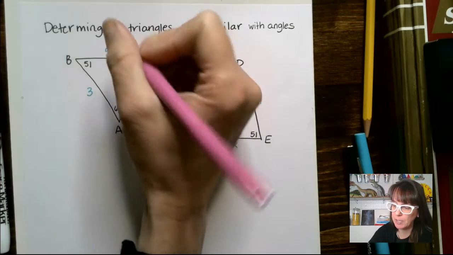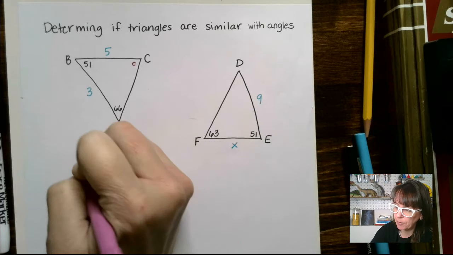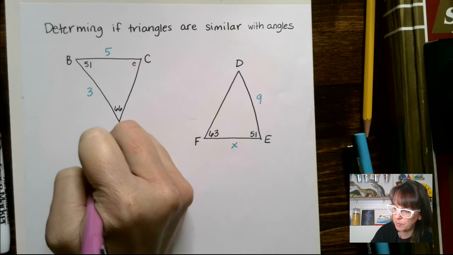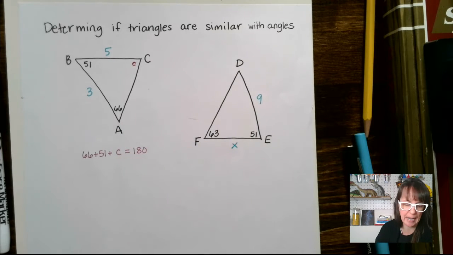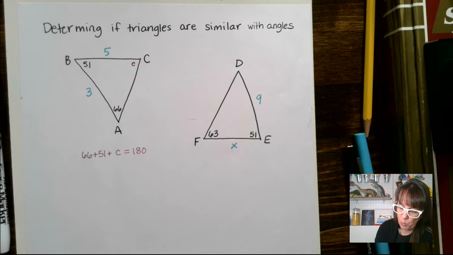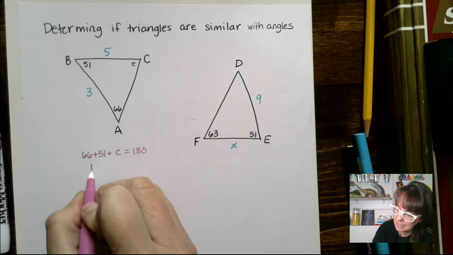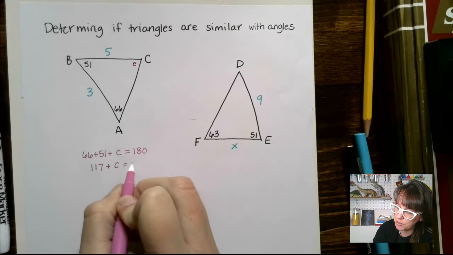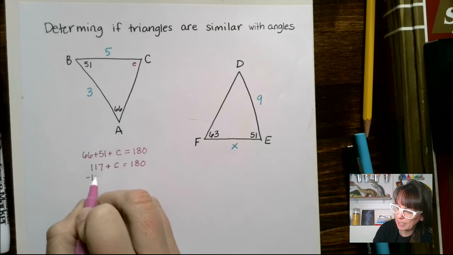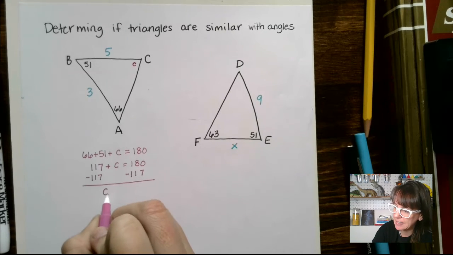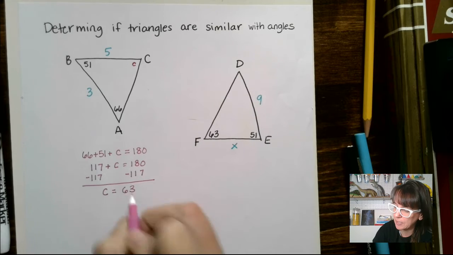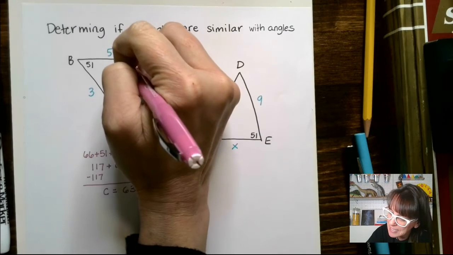Here's what we do. I'm going to call this angle C right in here. We've got 66 plus 51 plus our angle C equals 180. Now we're going to combine like terms and solve this. 66 plus 51 is 117, so 117 plus C equals 180. We subtract 117 from both sides, and we get C equals 63 degrees. So angle C here is 63 degrees.